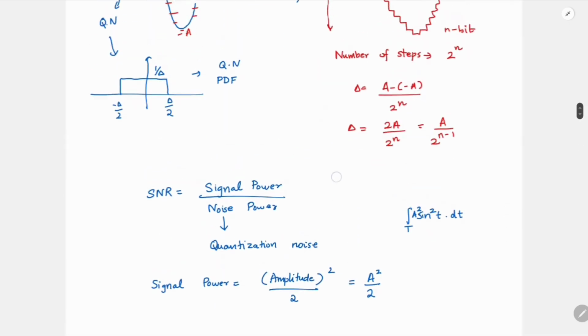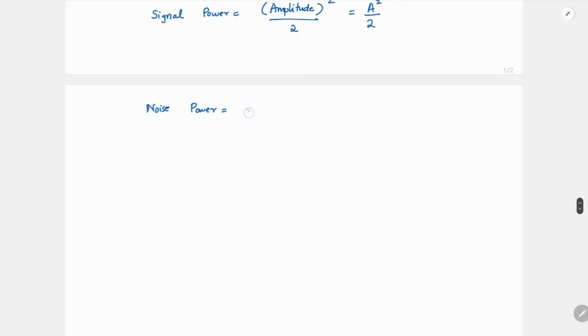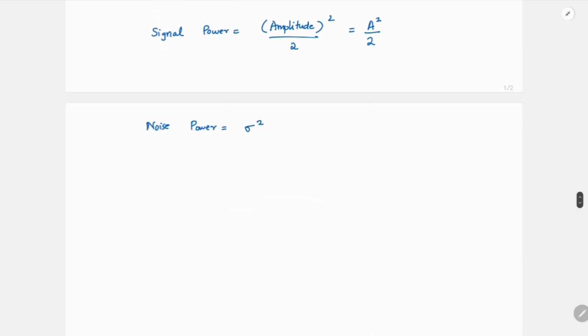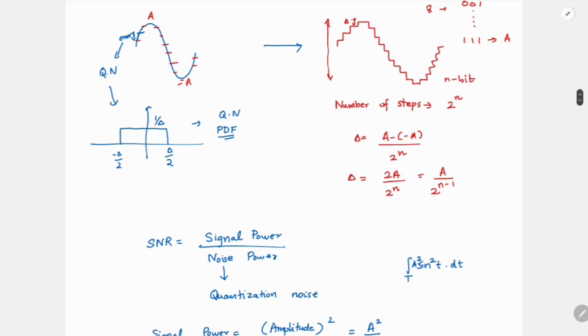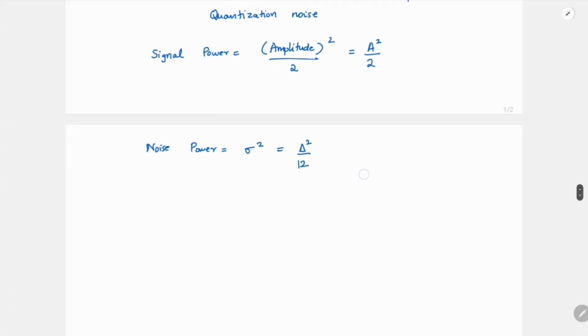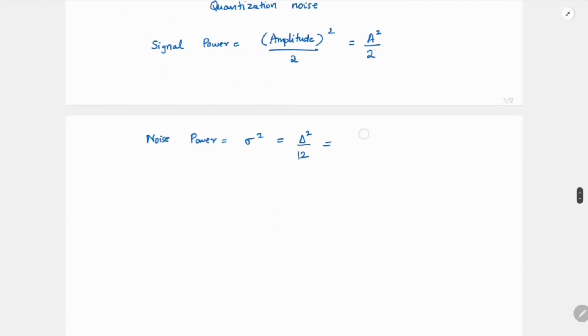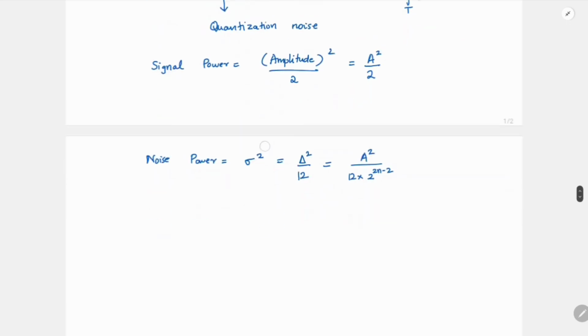So noise here has a probability distribution function. It is not deterministic, right? So noise power is nothing but the variance of your distribution. And the variance of this distribution, if you remember, we calculated in our previous videos, is delta square by 12. And what is delta square? Delta is a by 2 power n minus 1. So it is a square by 12 into 2 power 2n minus 2. So we have both our signal power and noise power here.